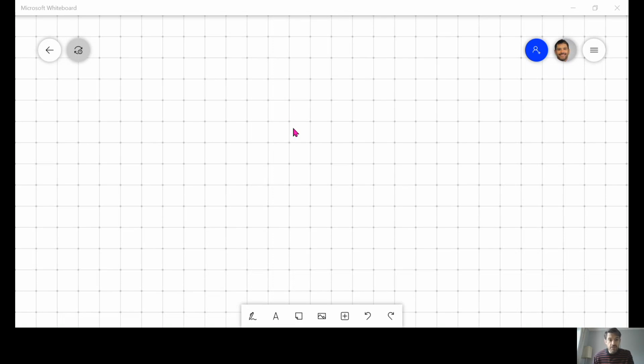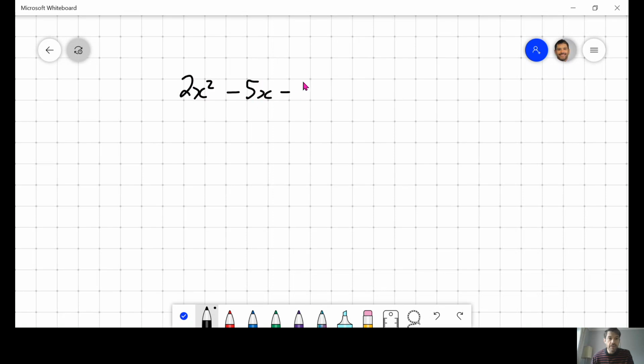2x squared minus 5x minus 3. Okay, factorize. So the difference we have here is that we have a coefficient of x squared. Now, there's several varieties of difficulty.